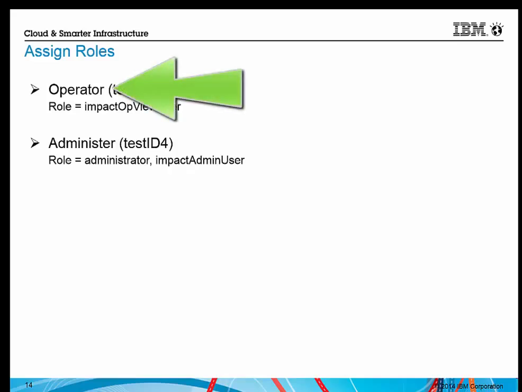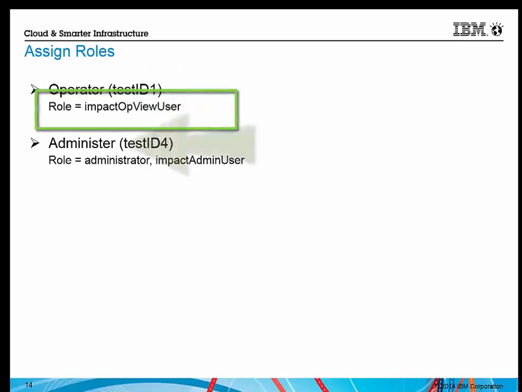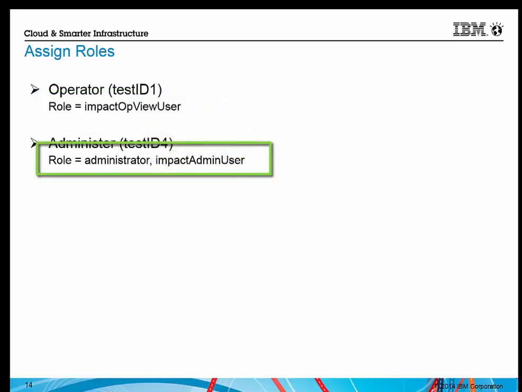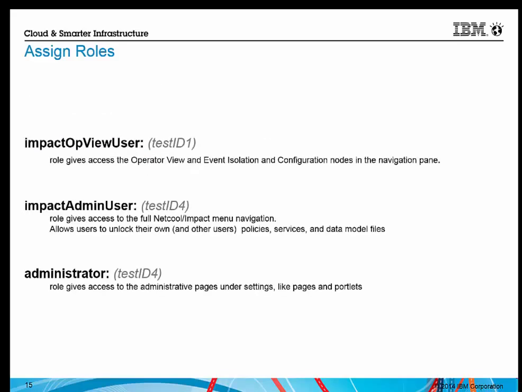The operator needs Impact Op View User, and the administrator needs Impact Admin User and also Administrator. First, we'll assign Impact Op View User to Test ID 1. This grants access to the operator view and event isolation correlation nodes in the navigation pane.